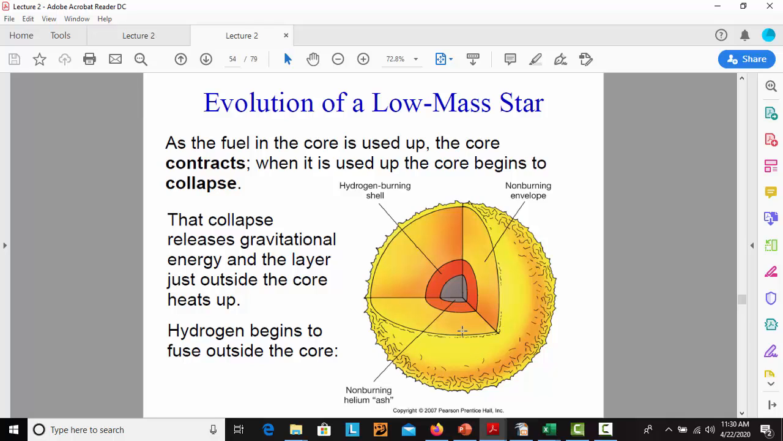So we start running out of fuel. Now gravity starts to win because the pressure isn't as great, and the core starts to collapse. But the collapse releases energy, and the layers just outside the core begin to heat up. Then the hydrogen begins to fuse outside the core because it's getting hotter.